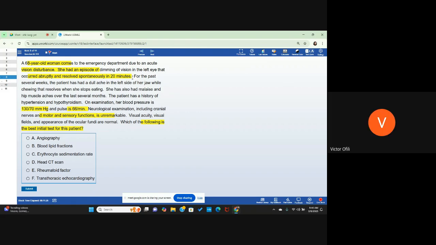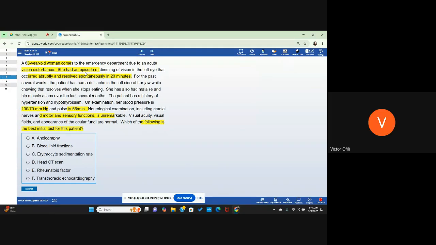Giant cell arteritis. Amaurosis? Yes, so this amaurosis figure. Arteritis, exactly. So this condition is called amaurosis fugax. That is known as transient blindness. And why is it transient blindness occurring? Why is she losing her vision and then getting it back?